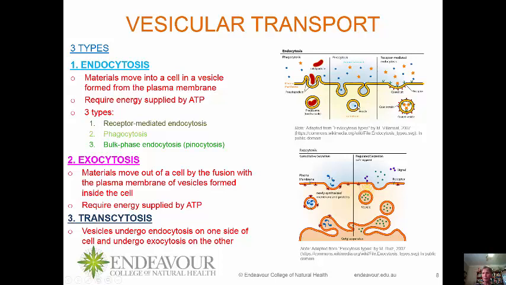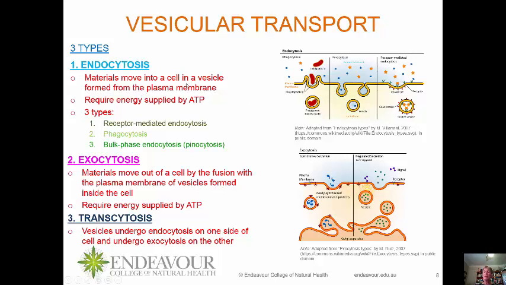If you have a look at the diagrams over here, this one here, you've got endocytosis, so you've got phagocytosis, this one's pinocytosis, and this one's receptor-mediated endocytosis. So they are the three types of endocytosis. What is endocytosis? It's materials that move into a cell in a vesicle. Now remember what a vesicle is? A vesicle is a little fluid-filled bubble, just like a blister on the back of your heel. That's a little vesicle. And that vesicle contains the material that you want to bring into the cell.